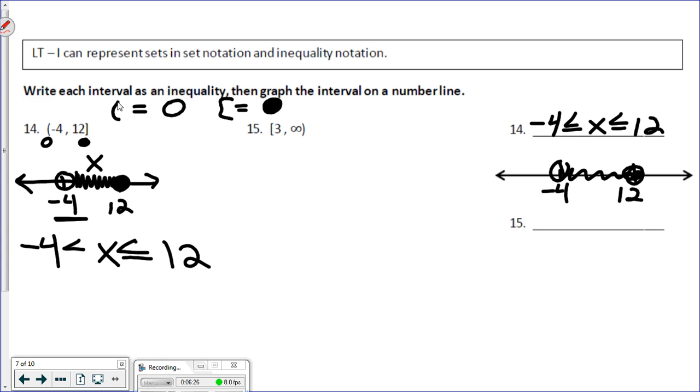Now 15 has our infinity sign. So if we are going off into infinity, we need to shade the arrow. We can't put a dot on infinity. That's why we always shade the arrow to say we're always going in that direction. So I'm going to start with 3. There's a solid dot on 3 because 3 is next to a bracket. I'm going off into positive infinity, so I'm going to shade to the right in my positive direction.